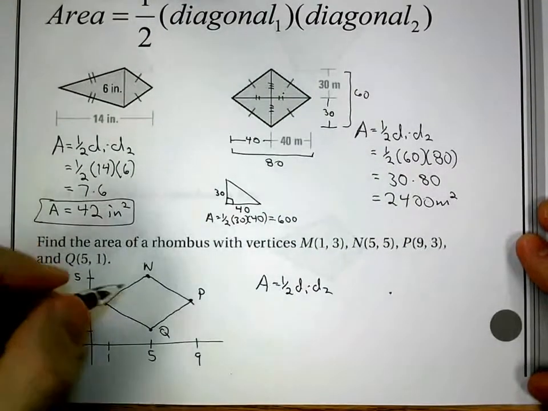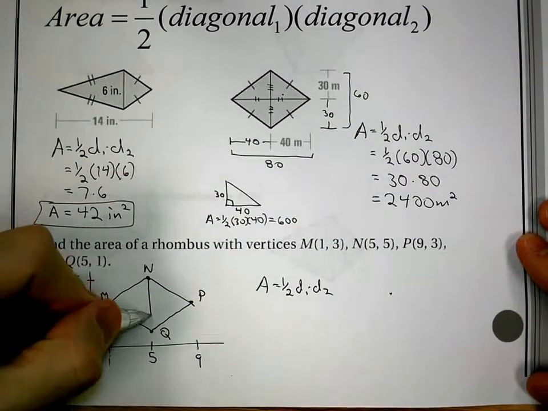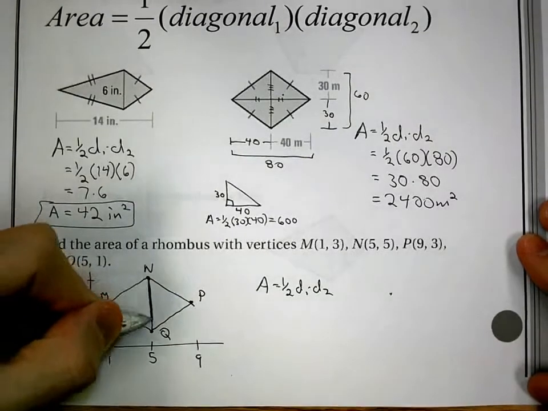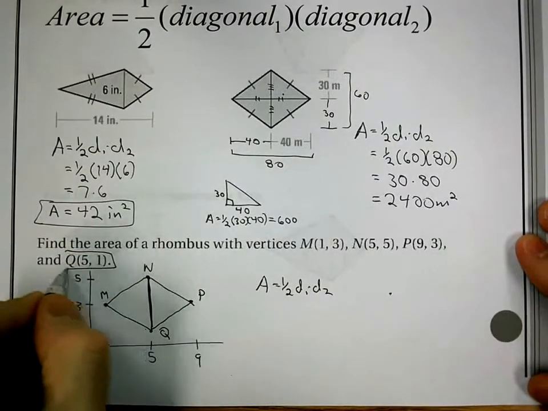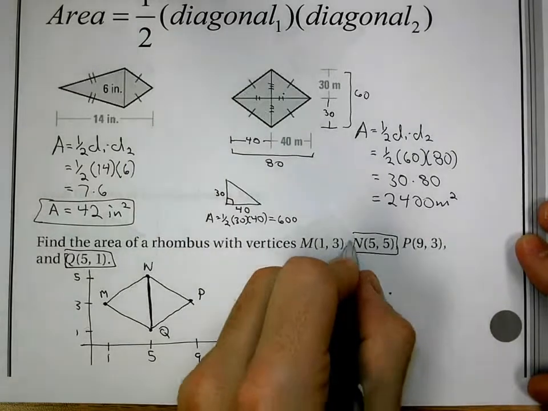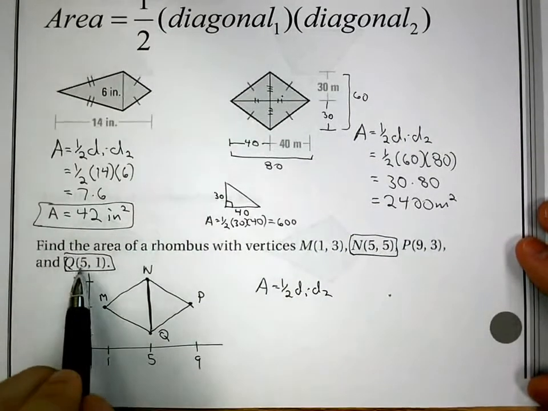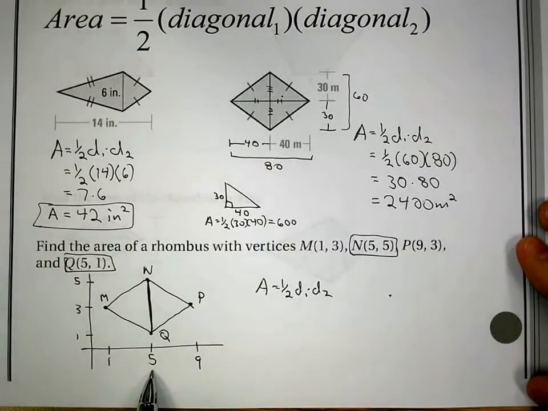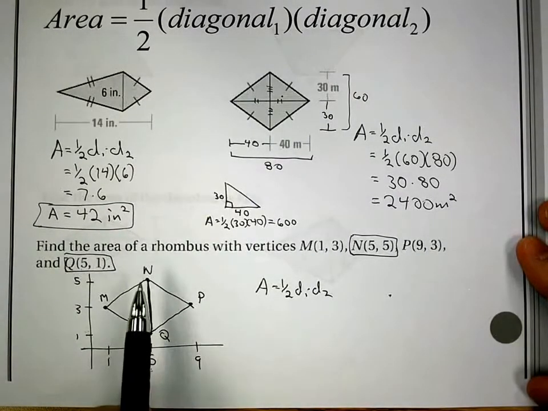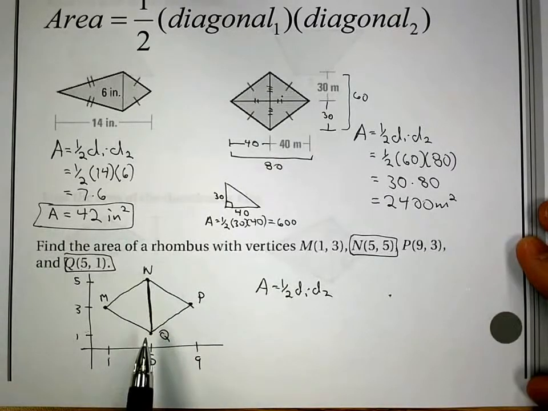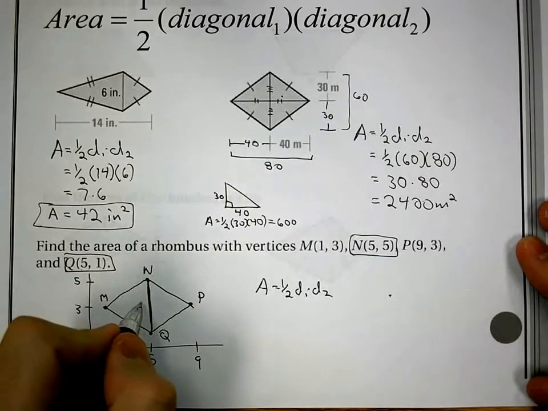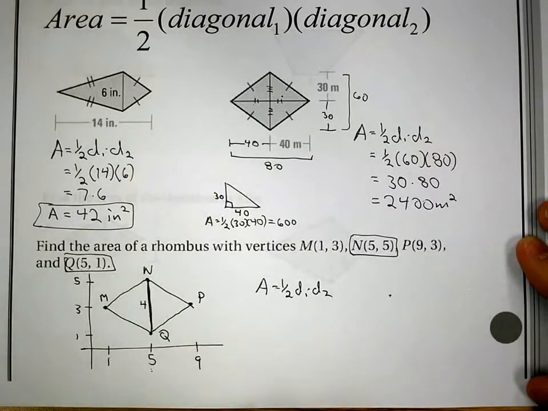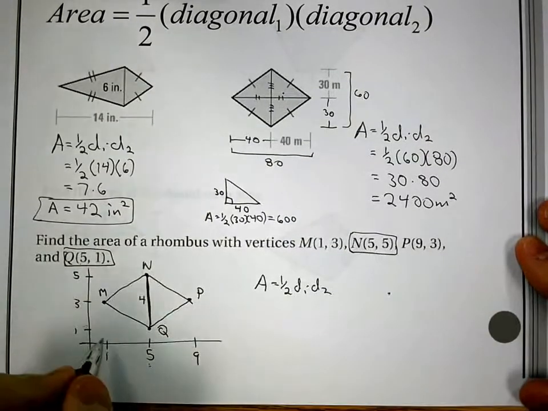So, if I look at NQ, NQ is the diagonal. If I look at both points, I have 5, 5, and 5, 1. And what I notice is they each have the same x value. They each go over 5. N then goes up 5, and Q goes up 1, which means if this one's at 1 and this one's at 5, they're 4 apart. So that's one of my diagonals.